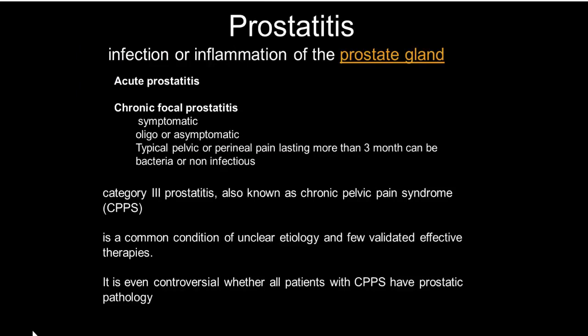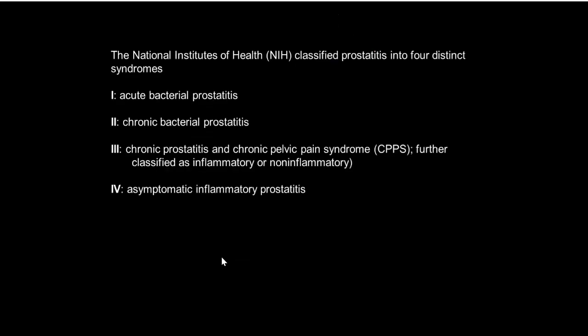Prostatitis is infection or inflammation of the prostate gland. It may be acute prostatitis or chronic focal prostatitis, which is symptomatic, or asymptomatic. Chronic prostatitis, defined as typical pelvic or perineal pain lasting more than 3 months, can be bacterial or non-infectious. Category 3 prostatitis, known as chronic pelvic pain syndrome, is a common condition of unclear etiology with few validated effective therapies. It's even controversial whether all patients with chronic pelvic pain syndrome have prostatic pathology.